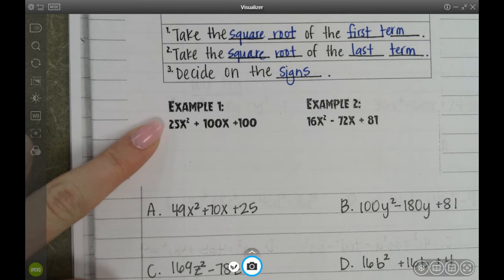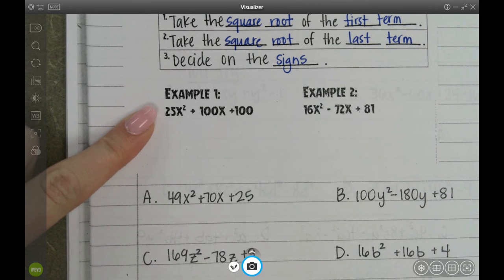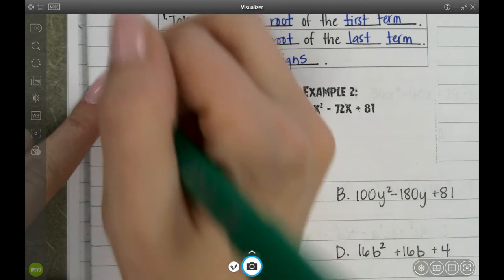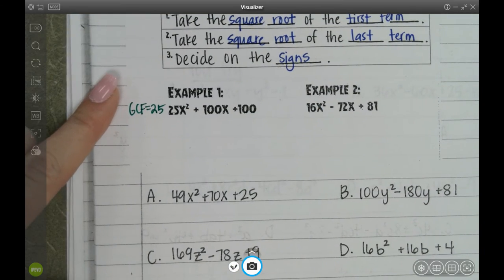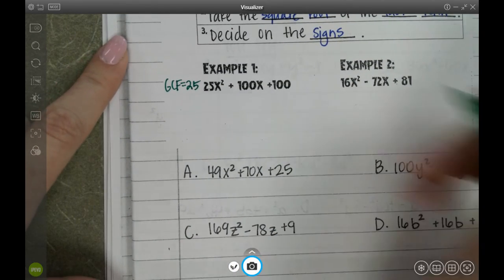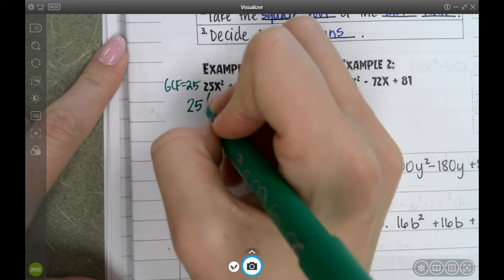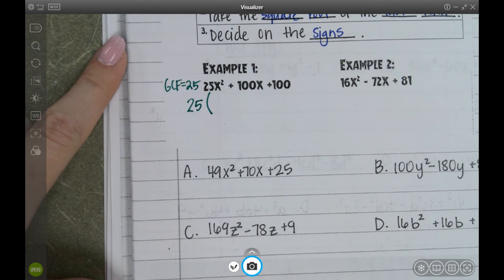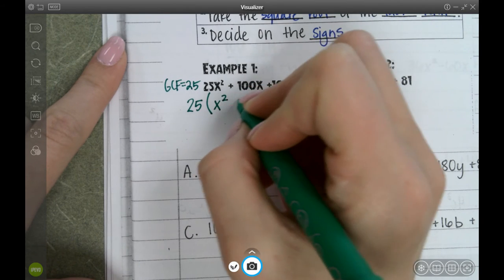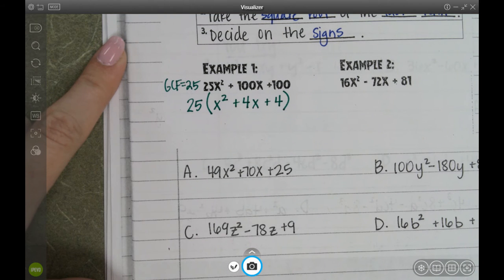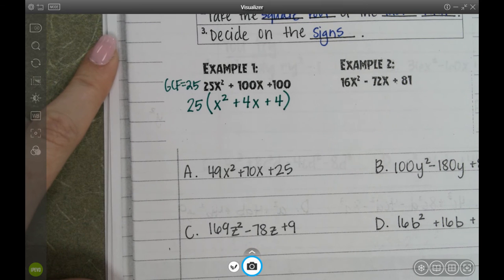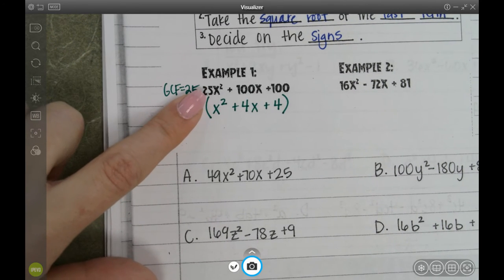So this example 1, what's the first thing I always look for? Greatest common factor. Do I have one? What is it? 25. So I'm going to take that 25 out. And that's going to leave me with x squared plus 4x plus 4. Just like every time I have a GCF, I'm going to cover it up and pretend it's not there.